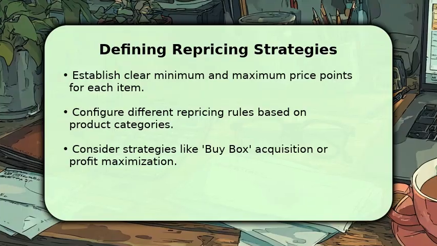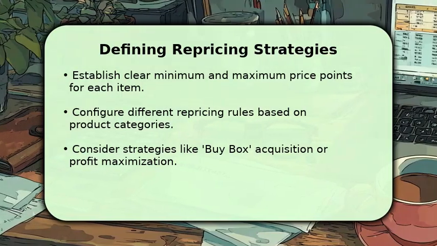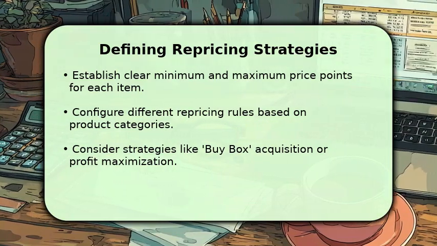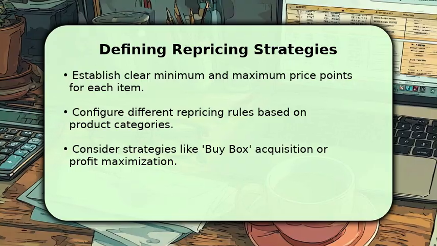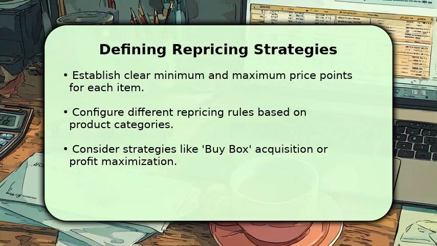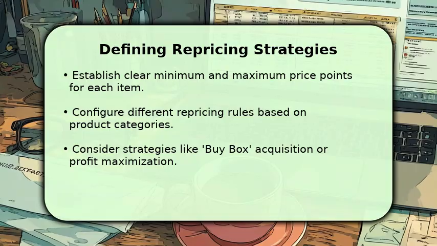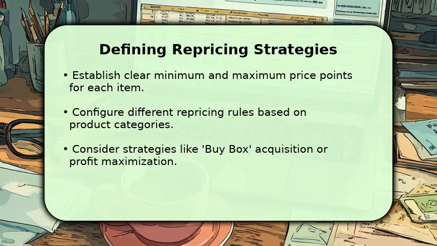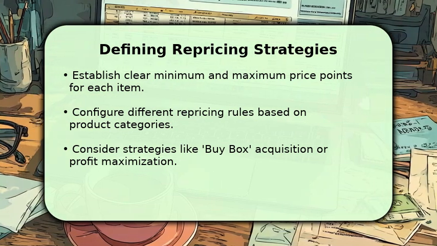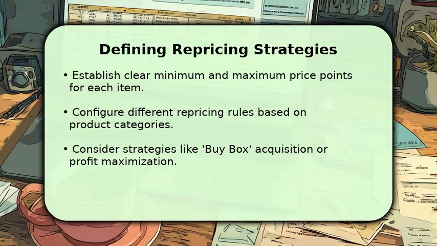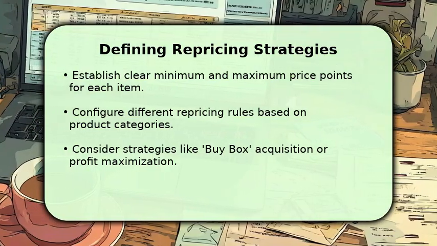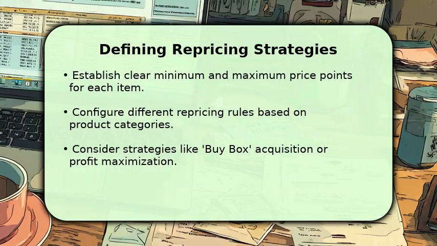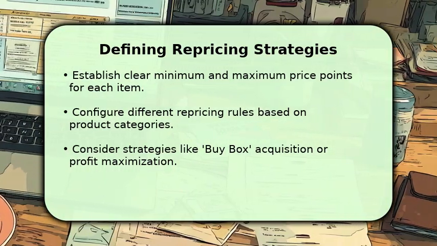To begin, define your repricing strategies by setting specific minimum and maximum price thresholds for every product. These guardrails prevent selling below your cost or pricing yourself out of the market. You can create various rule sets. For instance, aggressive repricing for high-volume items or more conservative rules for unique inventory. Many sellers aim to win the buy box by pricing within 5 cents of the current winner, boosting visibility and sales significantly. This foundation is crucial for effective repricing.